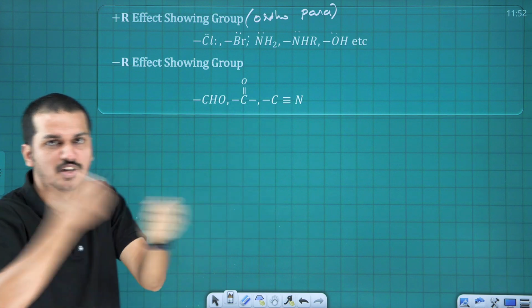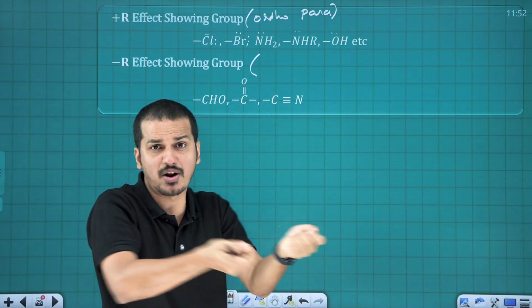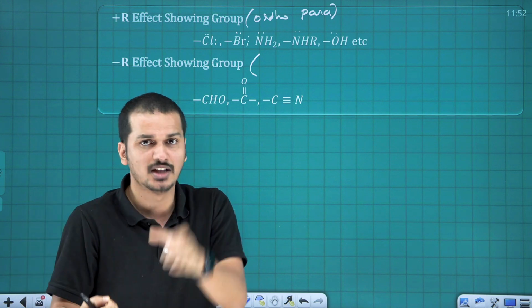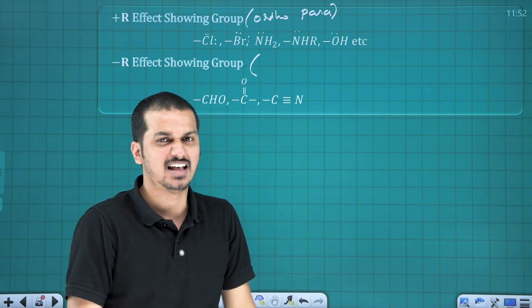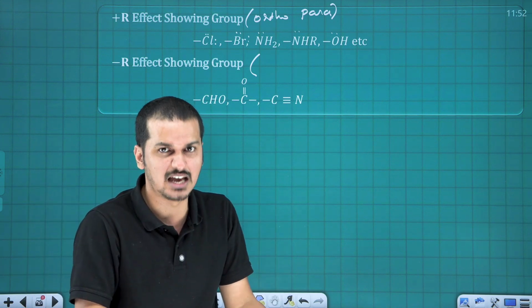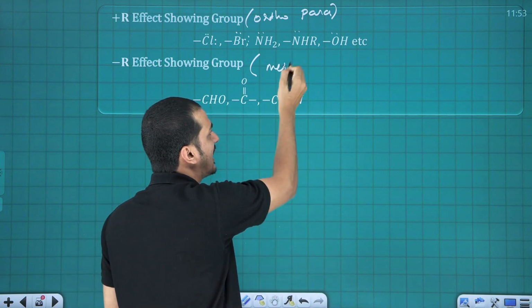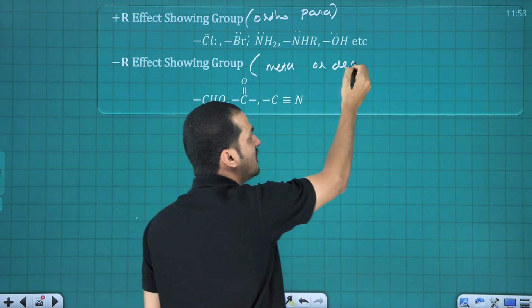And what about a minus R effect showing group? Minus R effect means they will withdraw, they will take the electron away from the conjugated system. Away from the conjugated system, they will take it out. At that time, the conjugated system will get a positive charge and become electron deficient. That means they will become deactivated. So those groups are called meta-directive or else deactivating groups.